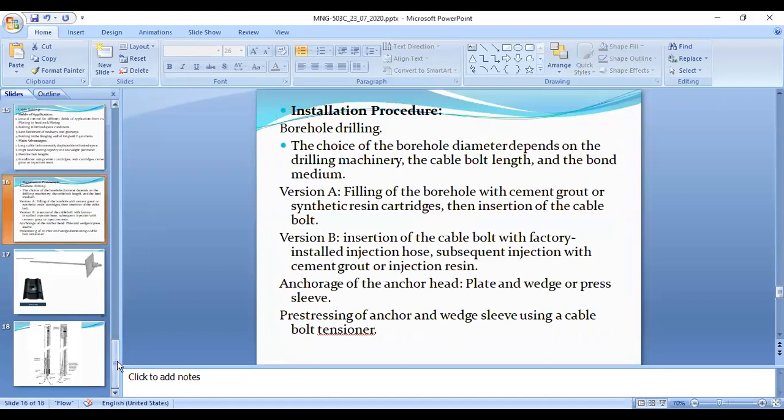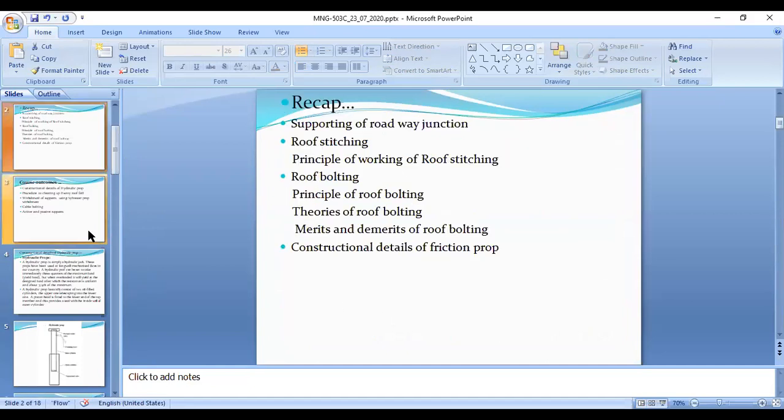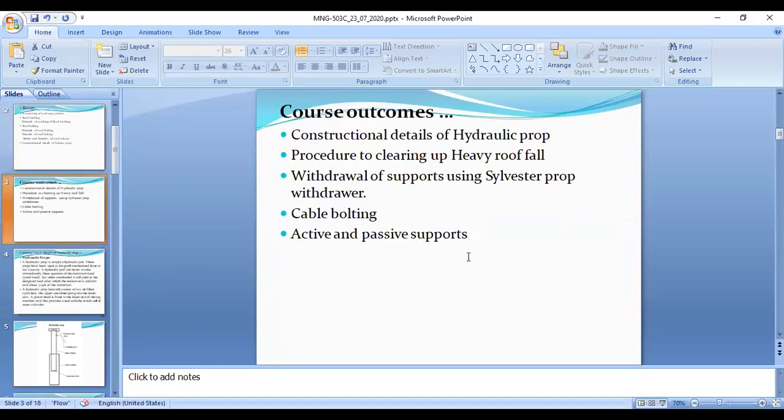Next, the last one, which I just added there. I'll try to explain what active supports and passive supports are. The reason why I'm adding this particular topic, even though I had not mentioned it earlier, is that a couple of questions have appeared in the entrance examination or in competency examinations. People who are in viva examinations are asked: what are active supports and what are passive supports?